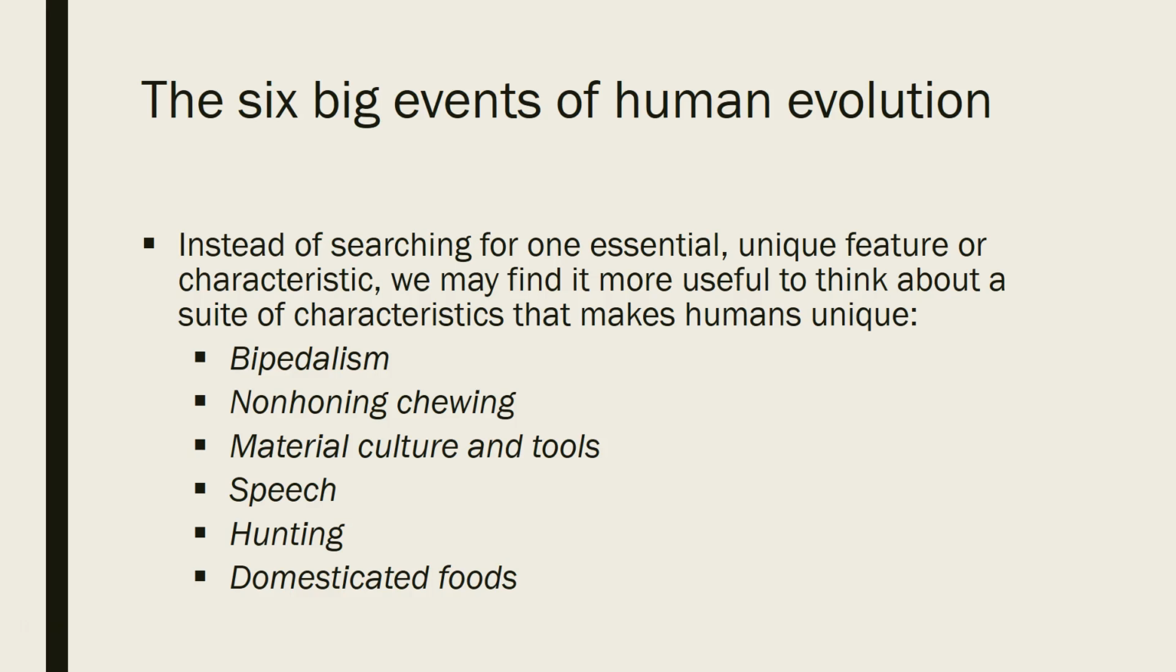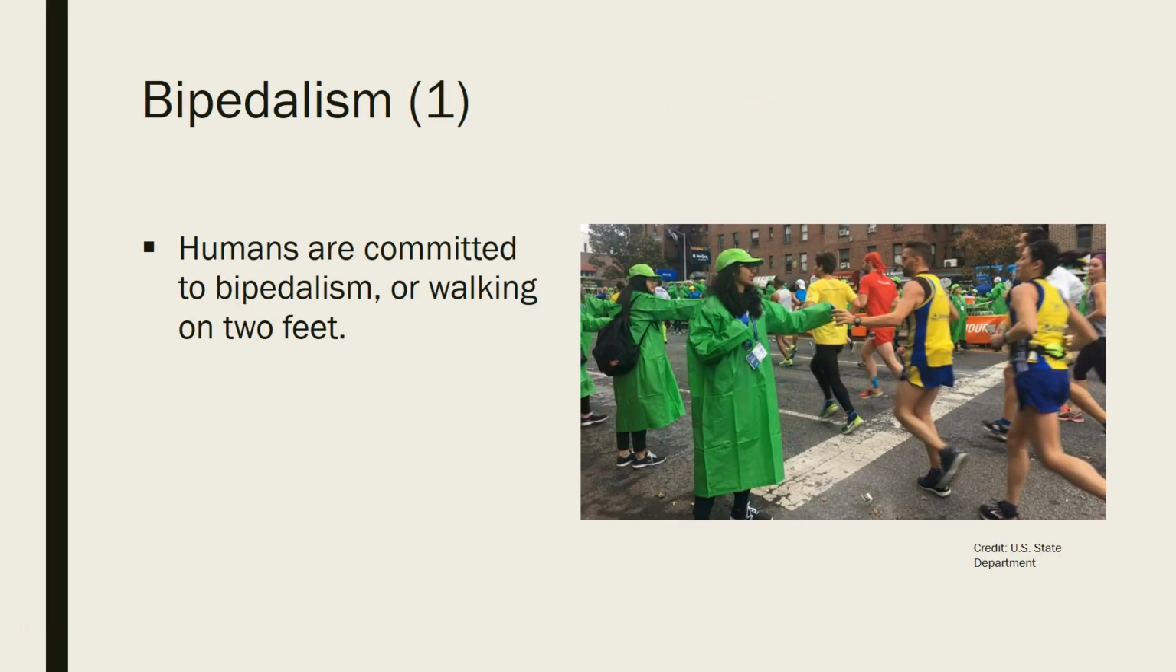Another approach that I will be discussing here, which is not to say that you necessarily have to agree, but just to introduce you to this particular approach, is to think about a suite of characteristics that makes humans unique. The 6 characteristics that we will be focusing on are bipedalism, non-honing chewing, material culture and tools, speech, hunting, and domesticated foods. The first big event of human evolution that we're going to talk about is bipedalism.